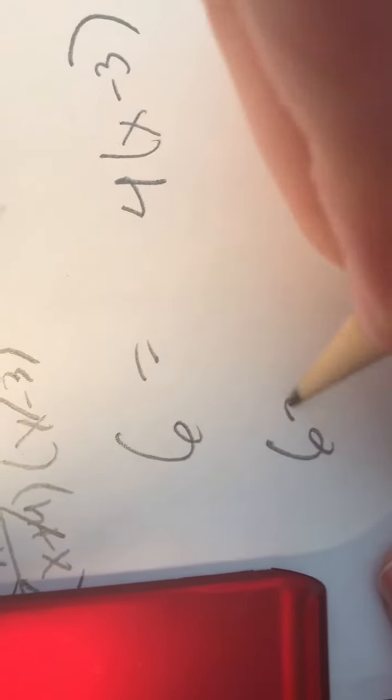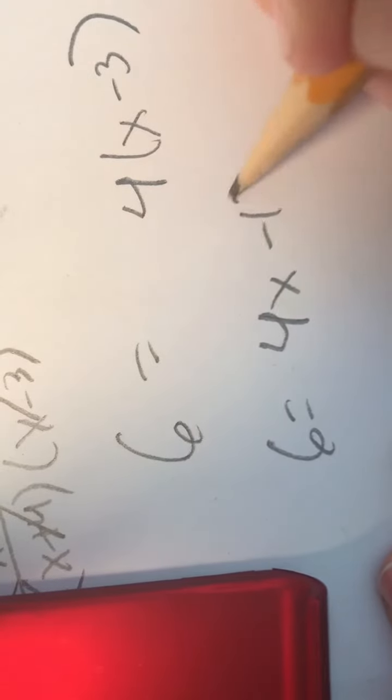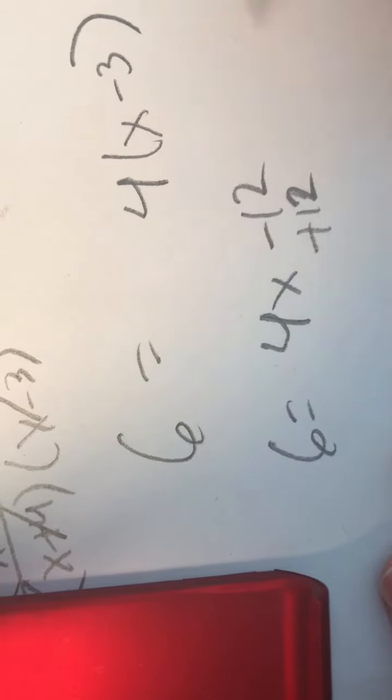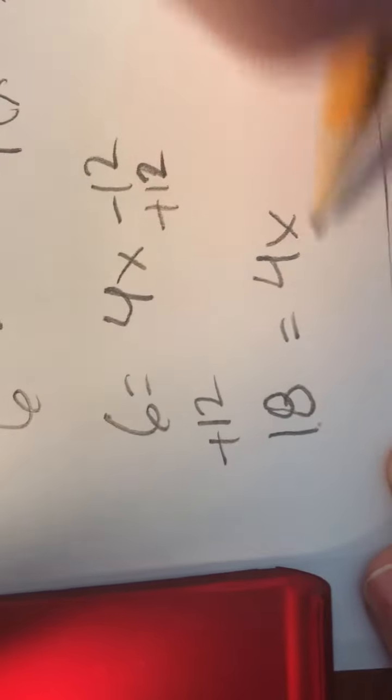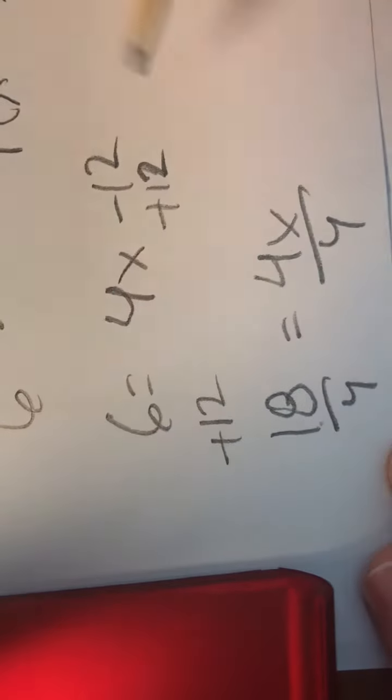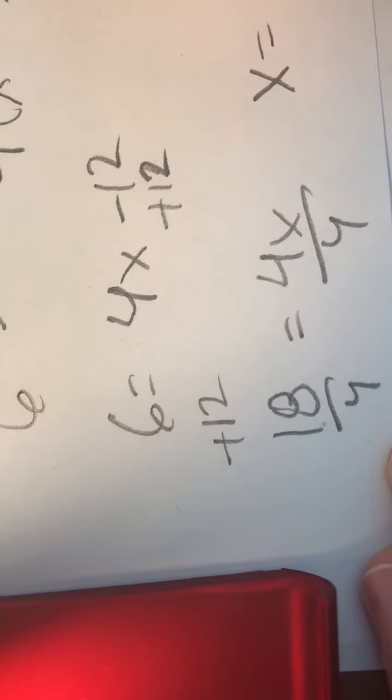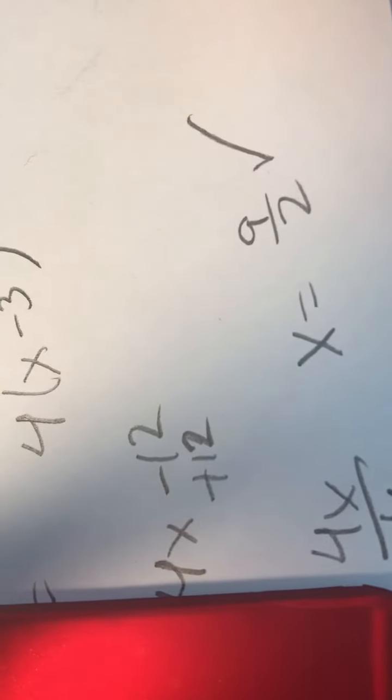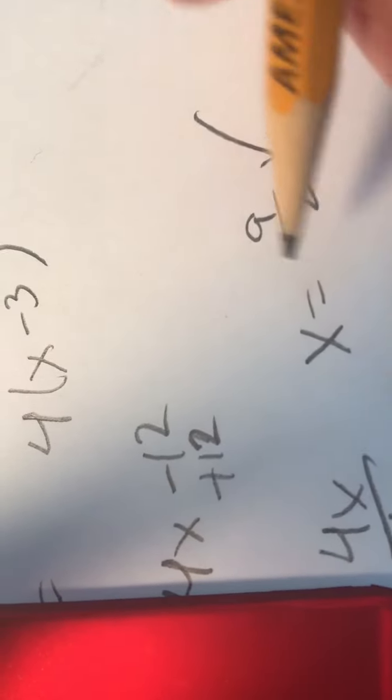Now we need to distribute. 6 equals 4x minus 12. Add 12 to both sides. I'll end up with 18 equaling 4x, divide by 4, divide by 4. X will equal, in this case, 9 halves when simplified. And by the way, this one does work out. Again, I'll show you how to check these, but you need to check these on Tuesday.